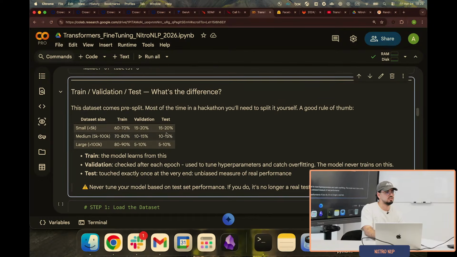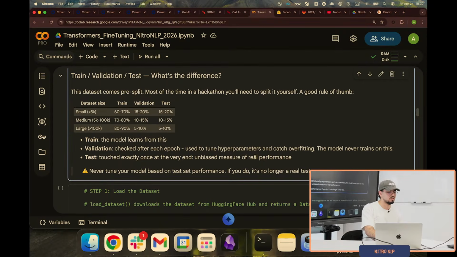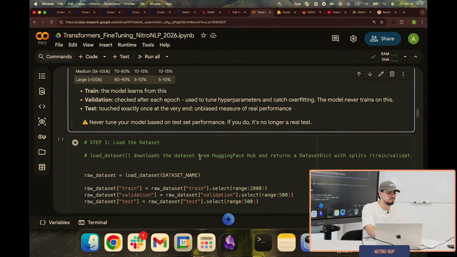The training is basically which data the model learns from, so it's most of the samples that you're feeding in order for the model to learn. The validation is what we check after each epoch, which gives us the loss and is used to tune the hyperparameters and even catch overfitting. So the model never trains on the validation data. And the test is what we touch at the very end to see our real performance, an unbiased result. As a warning, you should never tune your model based on the test set performance. If you do, it's no longer a real test because it's contaminated.